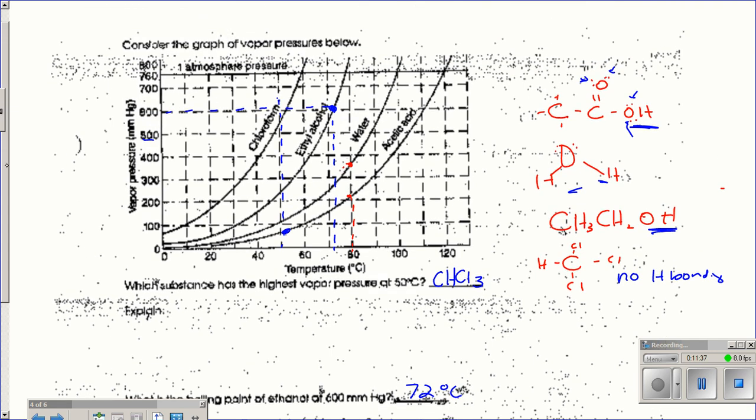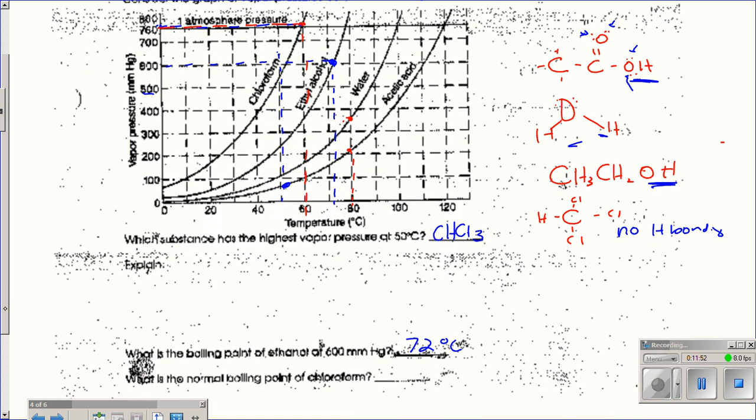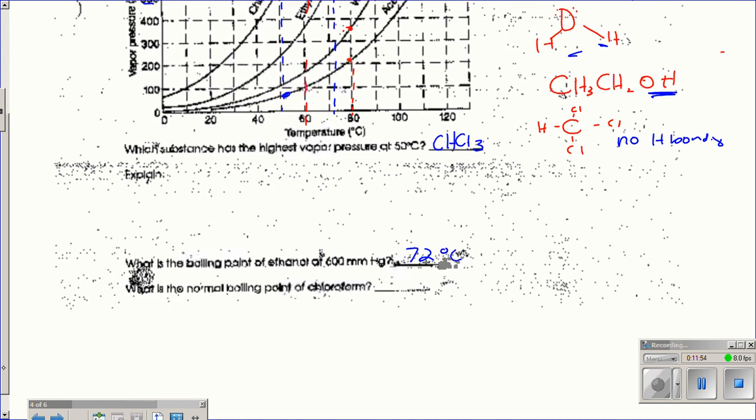Remember that normal boiling points are measured at atmospheric pressure, which is 760. Here's the chloroform line. Drop that down. And that's going to be 60 degrees Celsius. A little bit less than 60, maybe 59. I'm going to put 60. So one other thing I might ask you is, okay, given this, where does carbon tetrachloride fall on here?